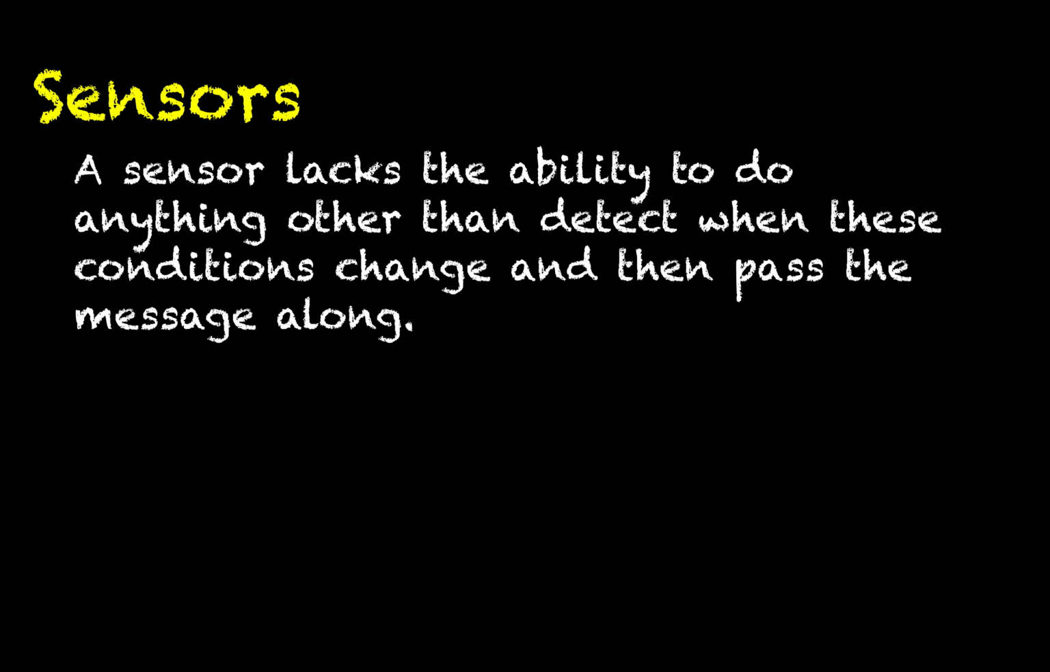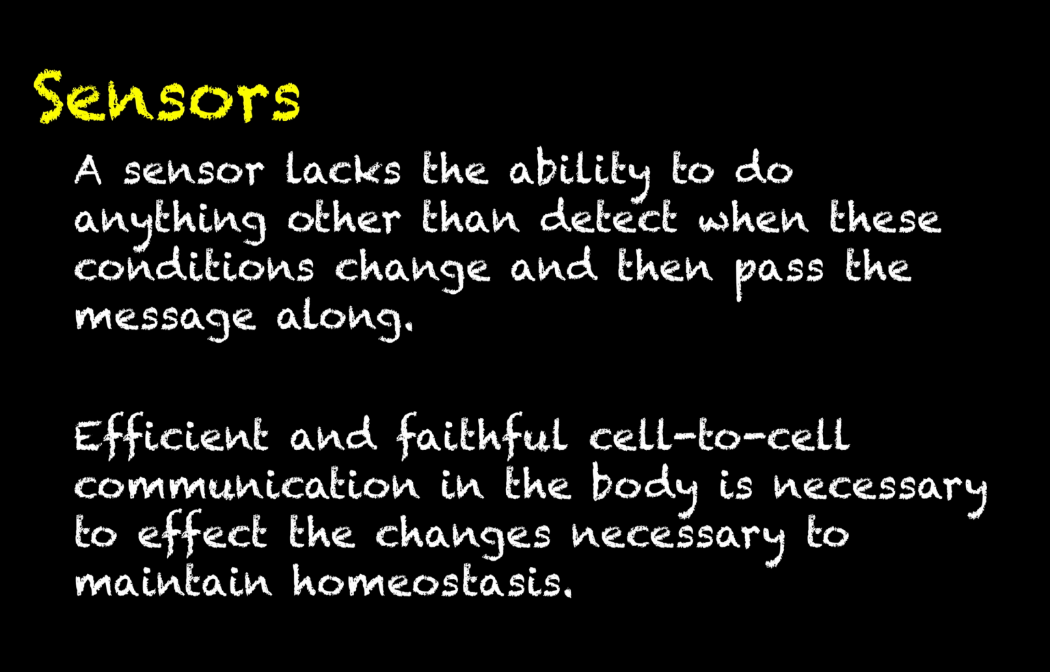Now, an important thing to understand about the limitation of sensors is that they lack the ability to do anything other than detect when conditions change and then pass the message along. It's helpful to think of homeostasis as being something like problem solving. When a problem comes about, homeostasis helps to fix it. Well, we need to understand that sensors are not there to fix the problems themselves. Sensors can only notice that there is a problem to begin with and then pass the message along to someone who is more capable than themselves.